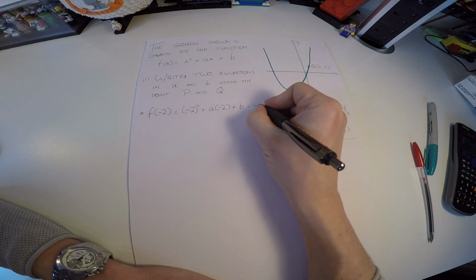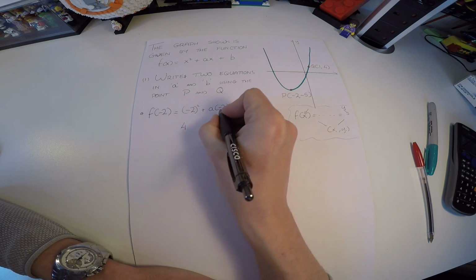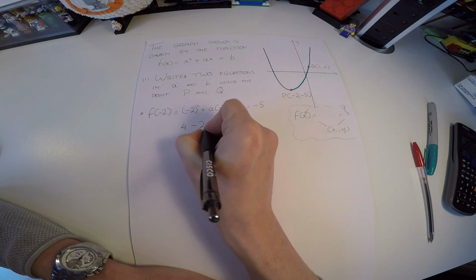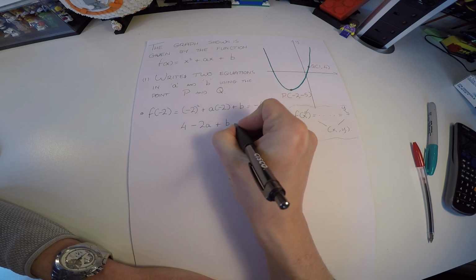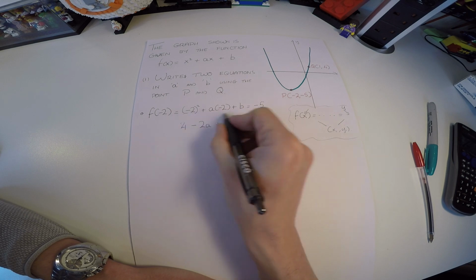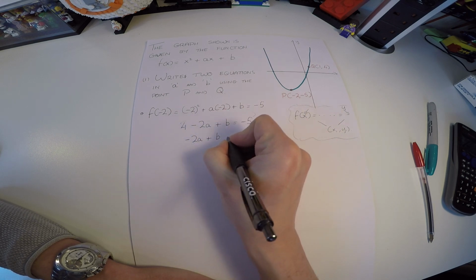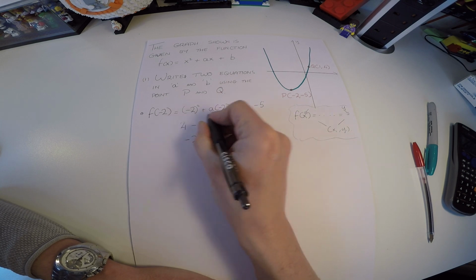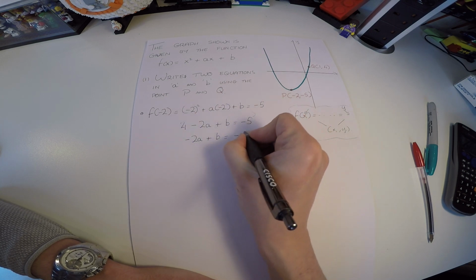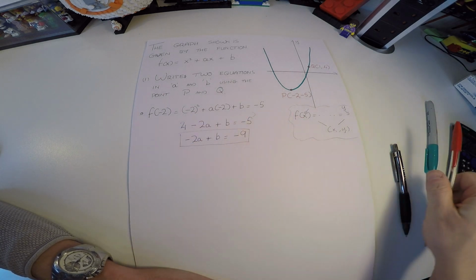We should get minus 5. So we tidy up this a bit. Minus 2 squared is a plus 4. A times minus 2 is minus 2a. Plus b is equal to minus 5. Let's keep the a's and b's on this side and bring this number over here. So that gives us minus 2a plus b is equal to minus 5, but now plus 4, that's going to give us a minus 9 over here. So here's our first equation in a and b.